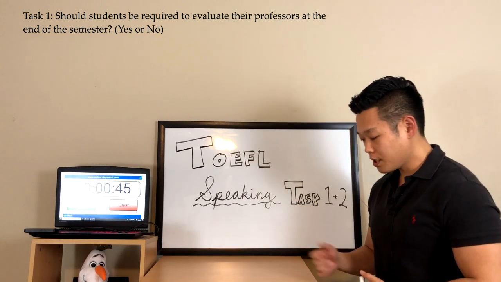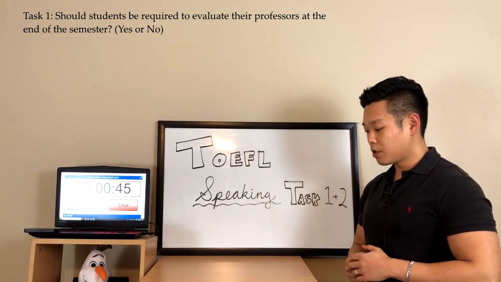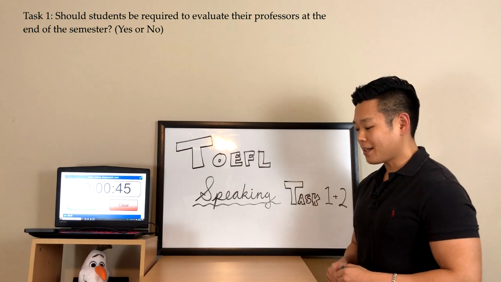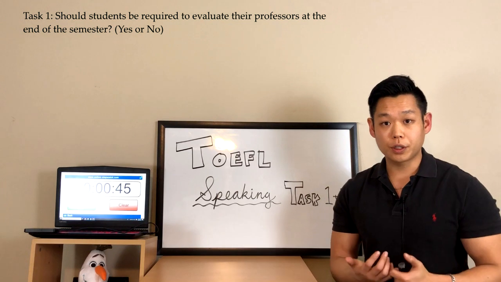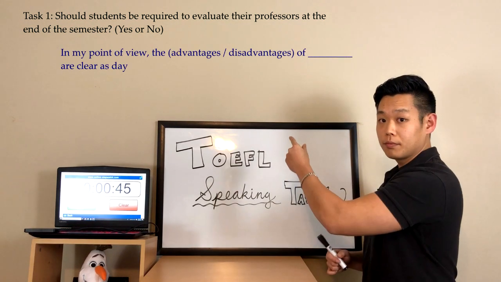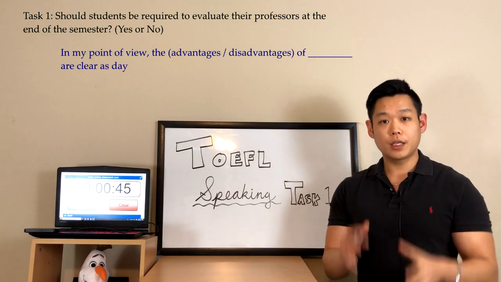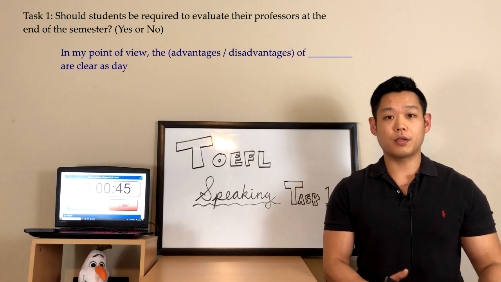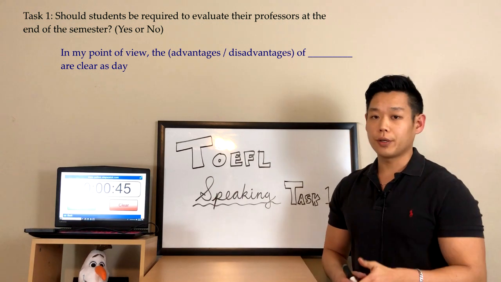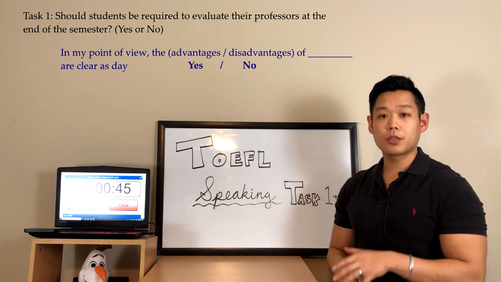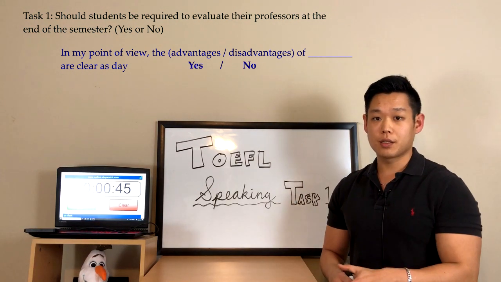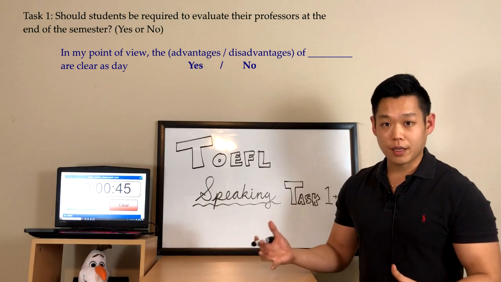Okay, so the question says, should students be required to evaluate their professors at the end of the semester? Now, this is a yes or no question, so the beginning sentence will be, in my point of view, the advantages or disadvantages of something are clear as day. Now, since I'm going to say yes to this question, I'm only going to mention the advantages in the beginning sentence without mentioning the disadvantages, all right?